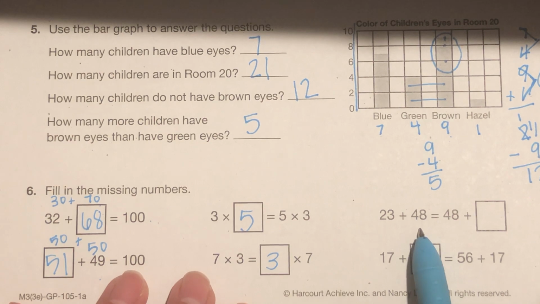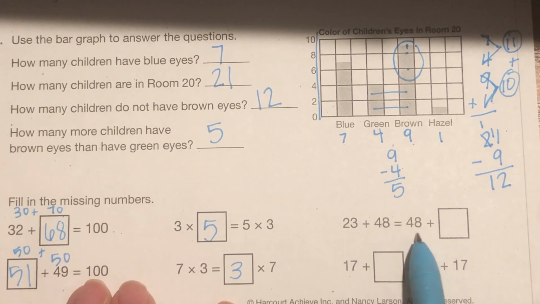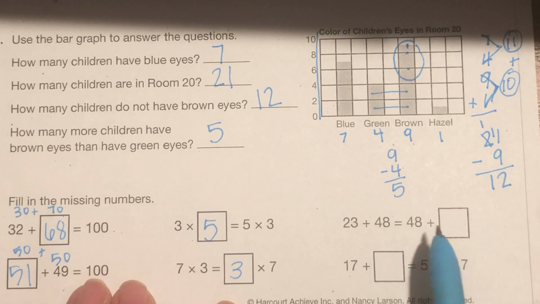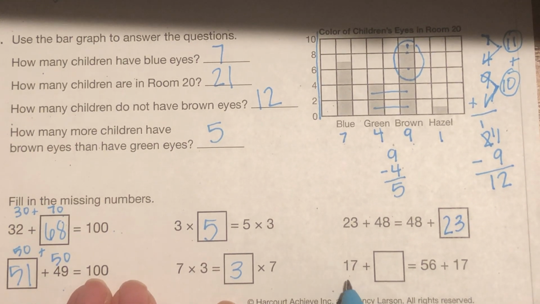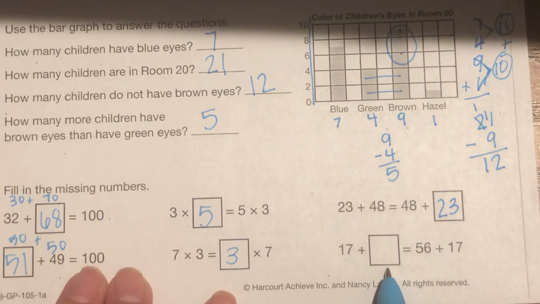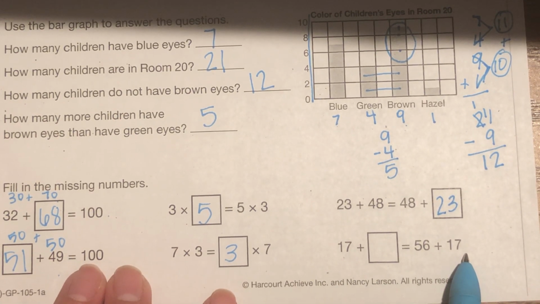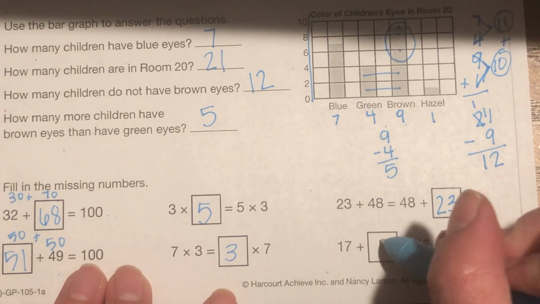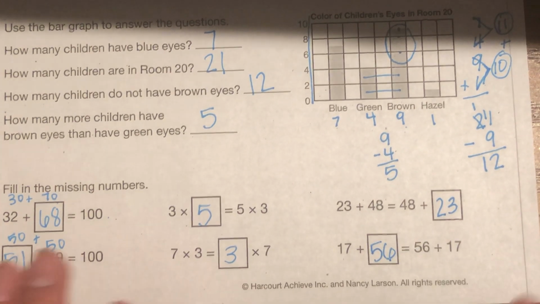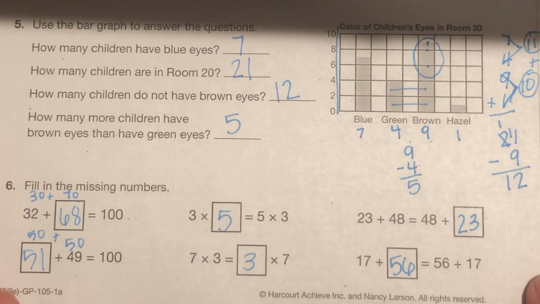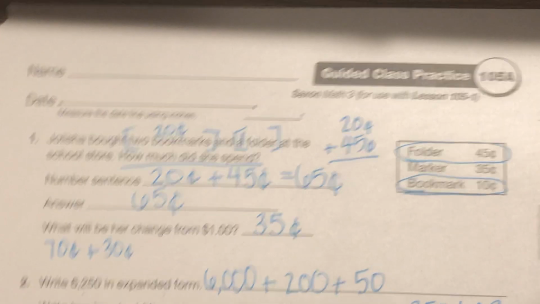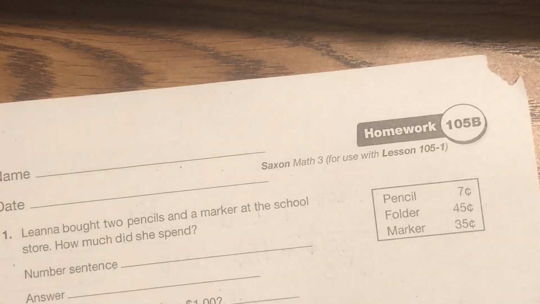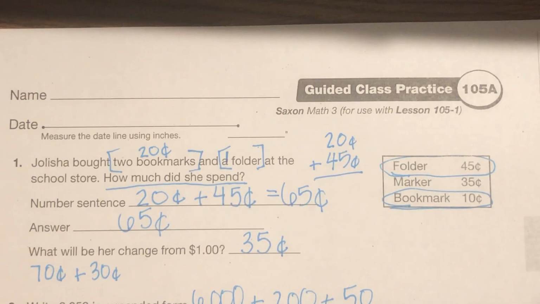23 plus 48 is equal to 48 plus 23. That's a commutative property of addition. And 17 plus blank equals 56 plus 17. 56. Okay. All right. So that is our fact practice 105A. I want you to be doing 105B on your own today. Let me know if you have any questions.